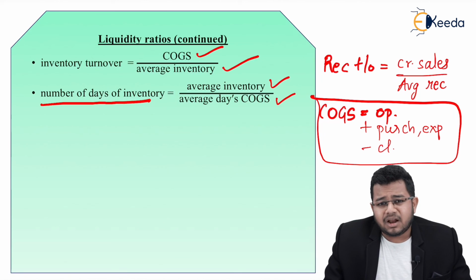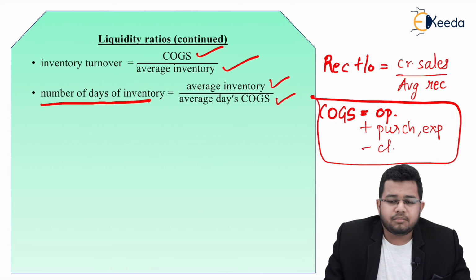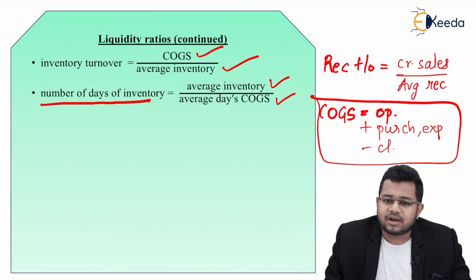How do we interpret number of days of inventory? Just like we interpreted number of days of receivables. Number of days of inventory would be number of days I have inventory in my hand. If number of days of inventory is 30, meaning if I am buying any stock today, it will take 30 days to get sold.